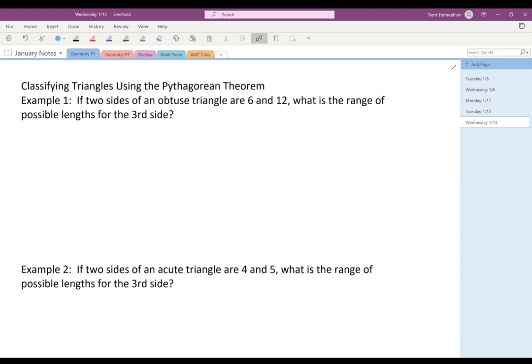In this video, we're going to look at classifying triangles as obtuse, right, or acute using the Pythagorean theorem. So the question asks, if two sides of an obtuse triangle are 6 and 12, what is the range of possible lengths for the third side?